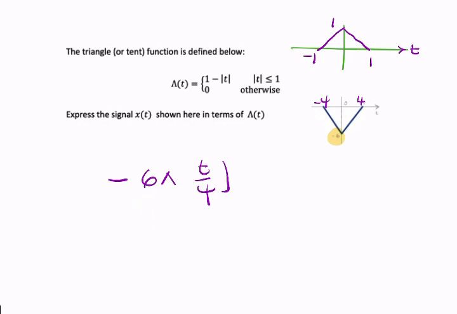So that is x of t. It's simply your tent function multiplied by -6 with the independent variable t divided by 4. So that's x of t.